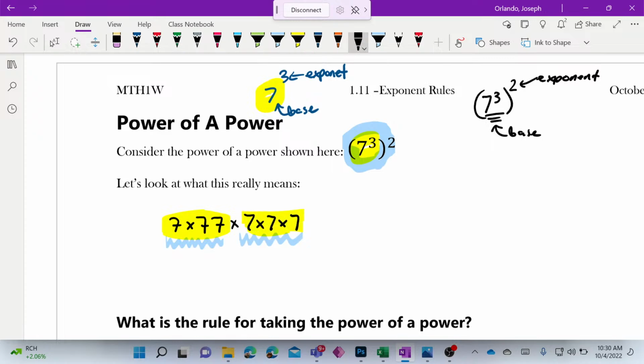7 times 7 times 7. No, the other one. Oh, thank you. Sorry about that. And you're right. If I wanted to, could I put these in brackets? Yeah. Because in math, what's the default operation? Multiplication. Cool. Altogether, how many is this? 6. 7 to the exponent 6. 1, 2, 3, 4, 5, 6. All right. So what's the rule?